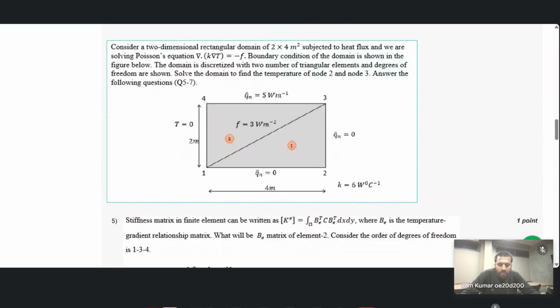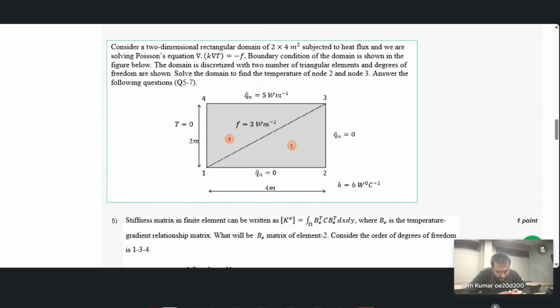By the way, do you have a PDF or some notes? Yes, I have solved it on paper. One minute. What I did, I calculated the stiffness matrix for element one and for element two, and then I merged one and two. Let me share my screen, okay? One minute. Then you will get some idea.